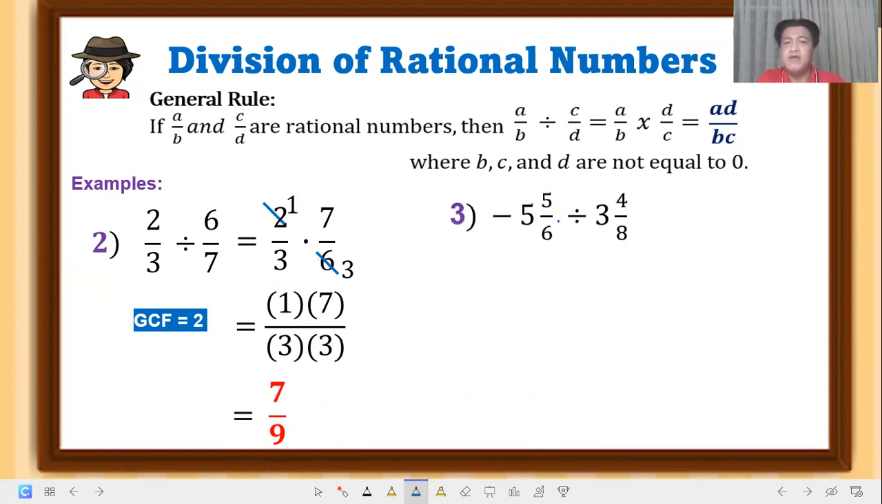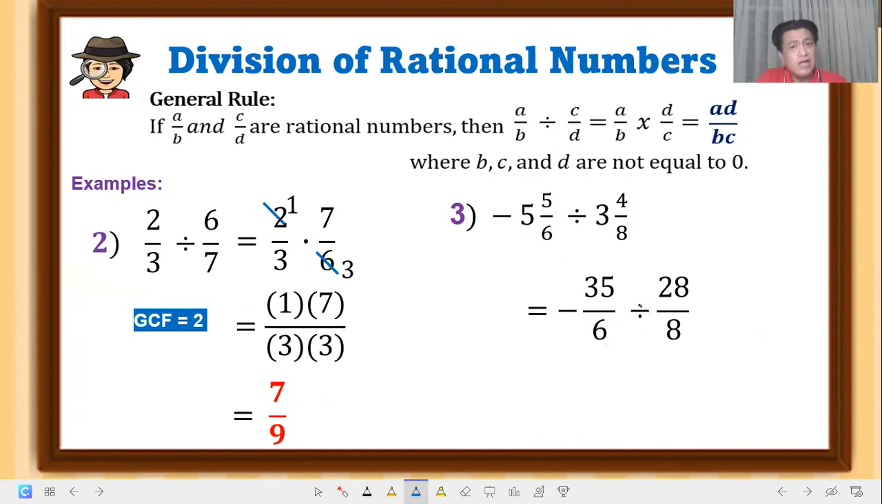I have here negative 5 and 5/6 divided by 3 and 4/8. All you have to do first is convert this to improper. How are we going to do that? Just simply multiply the whole number to the denominator and their product is added to the numerator. Okay, 5 times 6, that is 30, plus 5, 35. Since may negative, gamit the negative sign, and 3 times 8, that is 24 plus 4, 28 over 8.